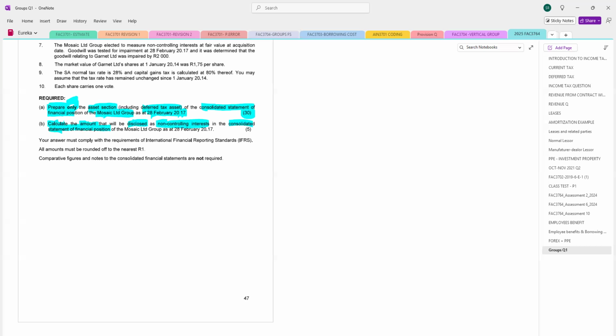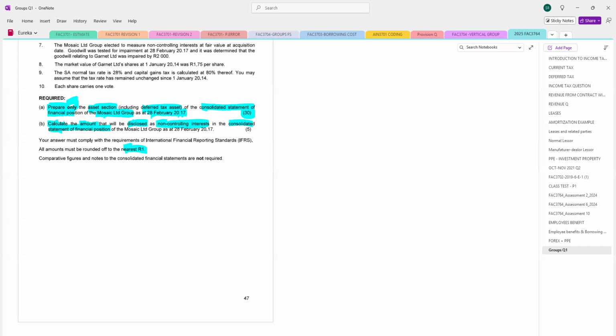So from the beginning, once you see group, put whatever they're asking you for, go and start your calculation on your calculation page. Start your analysis, because analysis actually brings everything together and makes you not miss out important information and important figures. So for B, I'm going to use the analysis of owner's equity. Then he says, your answer must comply with the requirements of International Financial Reporting Standards. All amounts must be rounded off to the nearest rand. So we don't want any decimals. Just round off everything to the nearest rand.